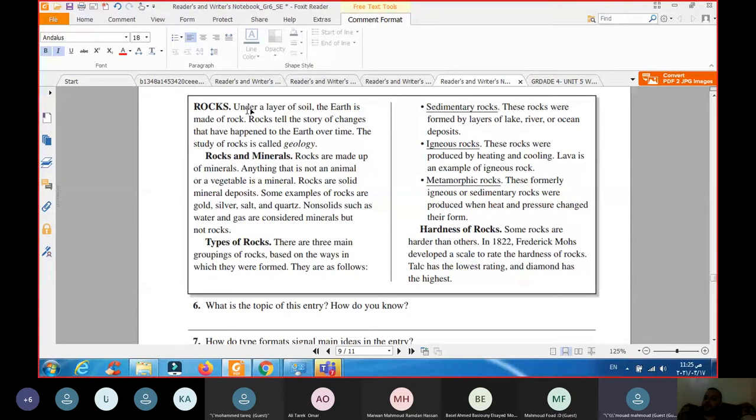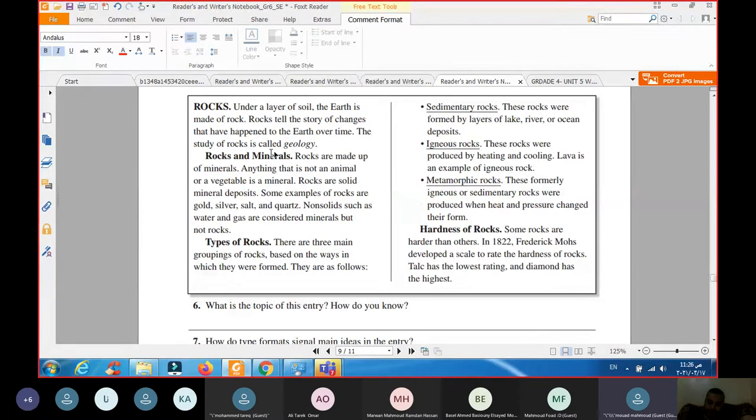Rocks. Under a layer of soil, the earth is made first of rock. First of all, wrong. You are not reading with the correct way. The headline is rocks, and then full stop. You have to stop here to make a slight pause. Look at me. Rocks. Under a layer of soil, Earth is made of rocks. Like stop for 2 or 3 seconds? Yeah, this is a slight stop, a slight pause. Okay. Go again. Rocks. Under a layer of soil, the earth is made of rocks.